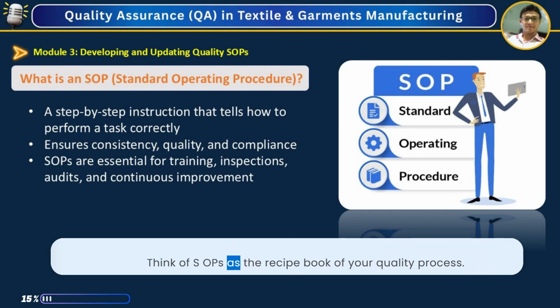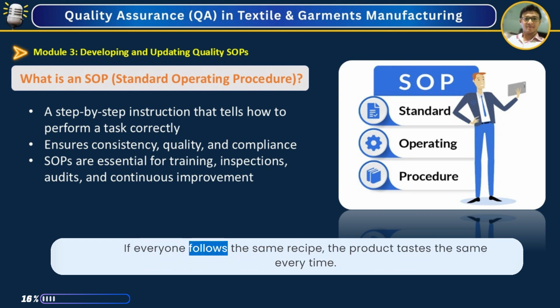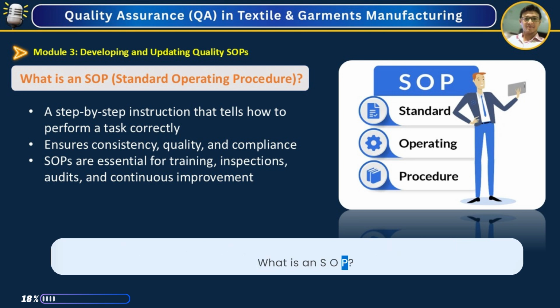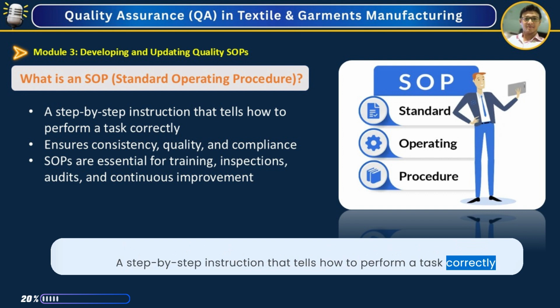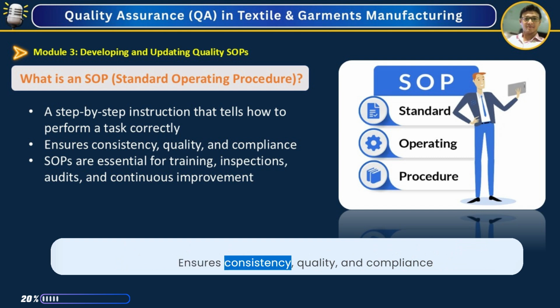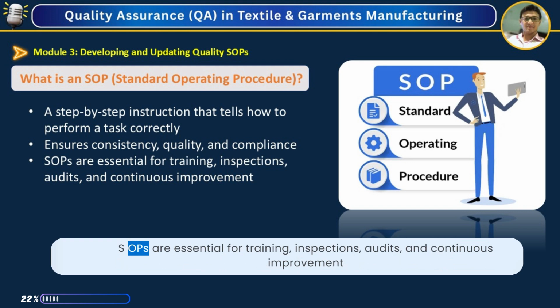Think of SOPs as the recipe book of your quality process. If everyone follows the same recipe, the product tastes the same every time. What is an SOP? It means a step-by-step instruction that tells how to perform a task correctly, ensures consistency, quality, and compliance. SOPs are essential for training, inspections, audits, and continuous improvement.